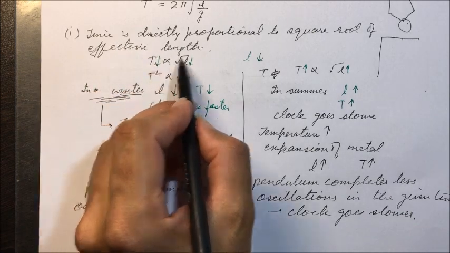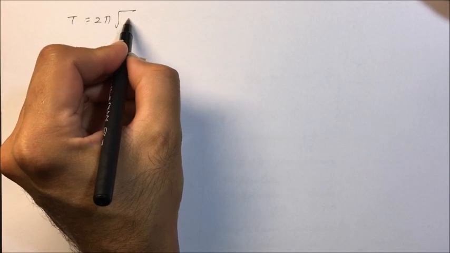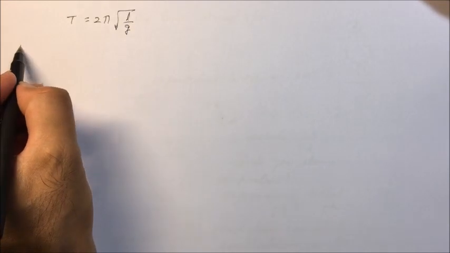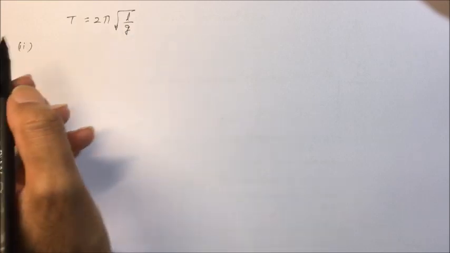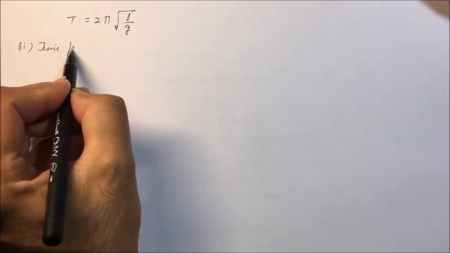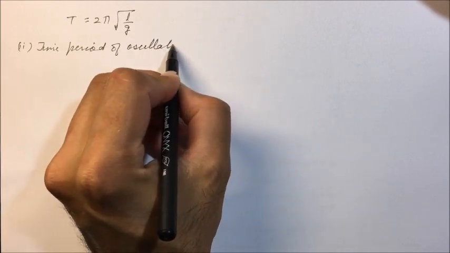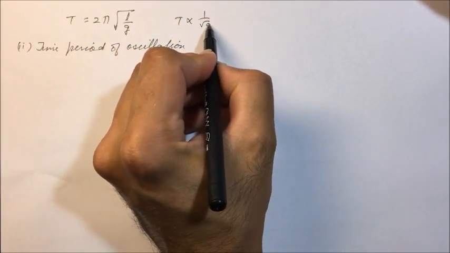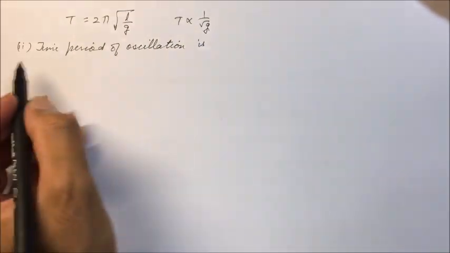So this is how the time period varies with the effective length. The equation is T equal to 2 pi root of L by g. How the time period varies with the effective length, we have seen. Now we'll see it with g, the acceleration due to gravity. The time period of oscillation is inversely related: T is proportional to 1 by root of g.